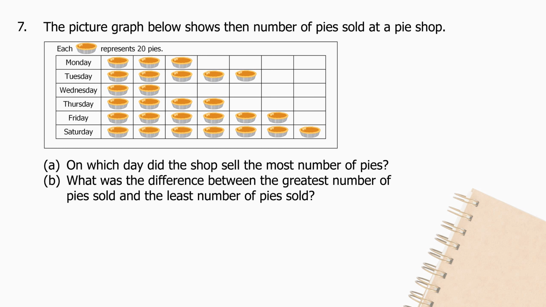Question 7. The picture graph below shows the number of pies sold at a pie shop. A. On which day did the shop sell the most number of pies? B. What was the difference between the greatest number of pies sold, and the least number of pies sold?